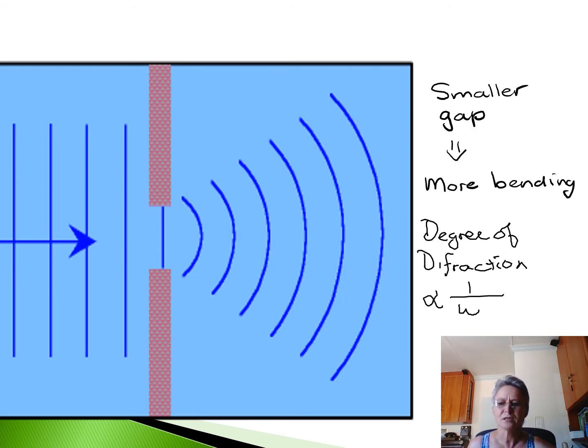Now sometimes they use a W or sometimes they use D for the gap width. Depends on the person who is presenting the lesson or writing the textbook.